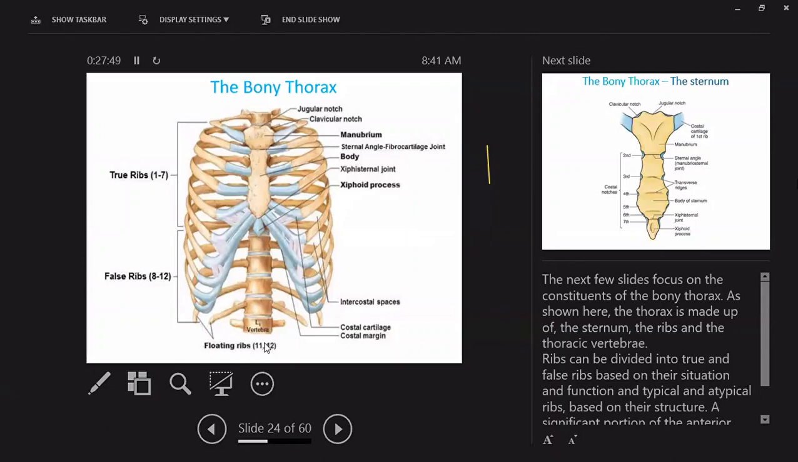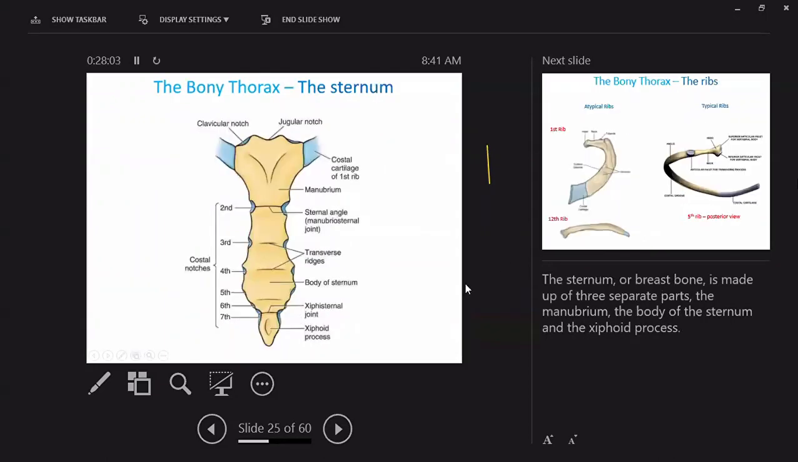These ribs are kind of like remnant ribs. They are generally taken off in certain plastic surgical procedures where people want to have nice thin waistlines. So it's a funny sort of rib to have. It doesn't take part in a lot of respiratory movements.